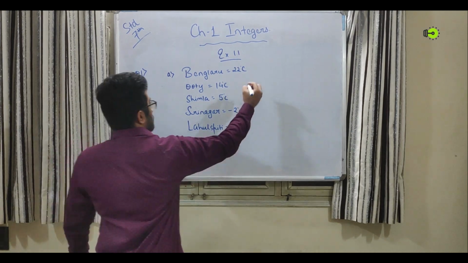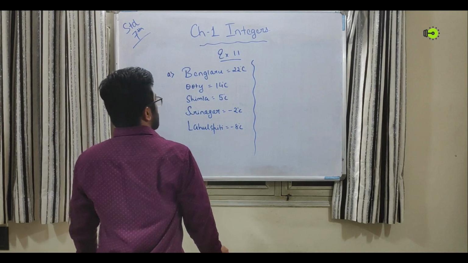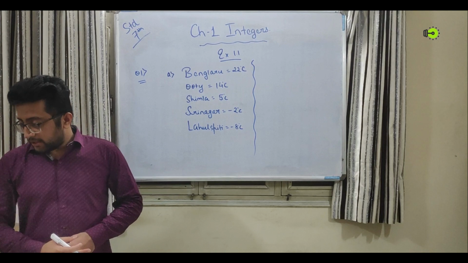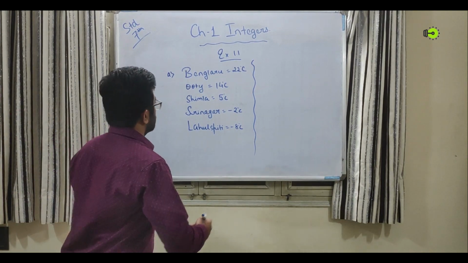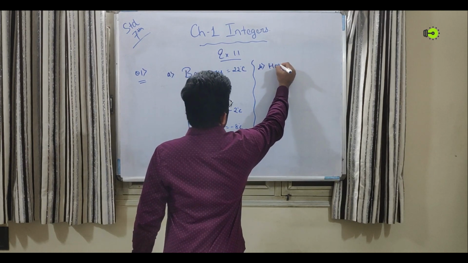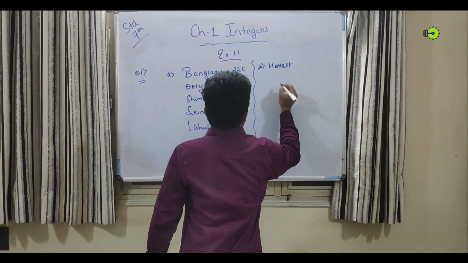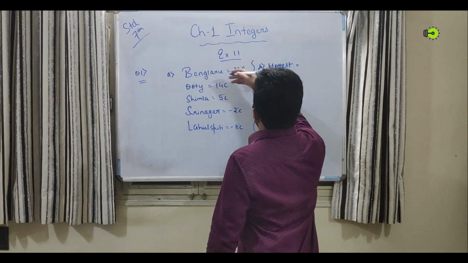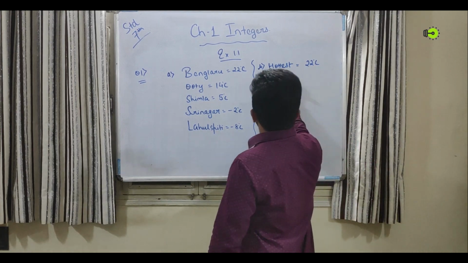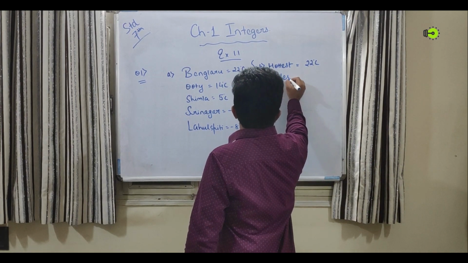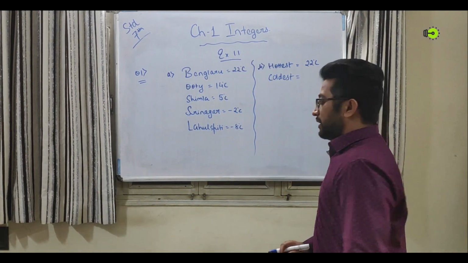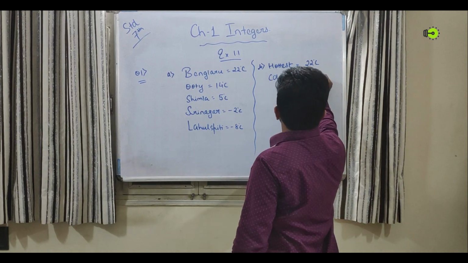Okay, so here question number A is completed. Now question number B: what is the temperature difference between the hottest and the coldest place among the above? So the hottest place is Bangalore with 22 degrees Celsius, and the coldest place is Srinagar or Lahul Spiti. What do you think? Yes, Lahul Spiti with minus 8 degrees Celsius.